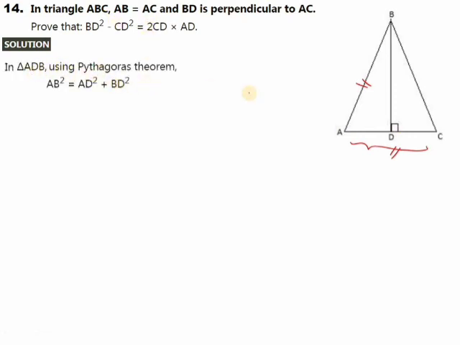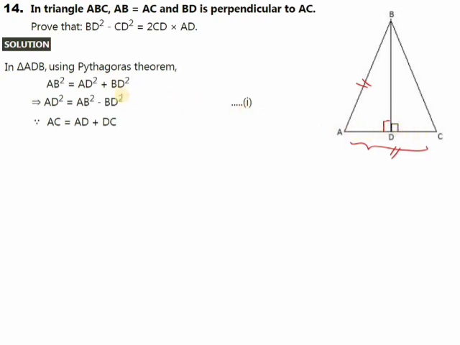So in triangle ADB, this is 90 degrees. So that's why this is going to be your hypotenuse. So AB square is going to be BD square plus AD square. That's what is written out here, okay. And let's find AD square from here, okay. So from here AD square will be AB square minus BD square, and let me call this equation number 1. Simple.